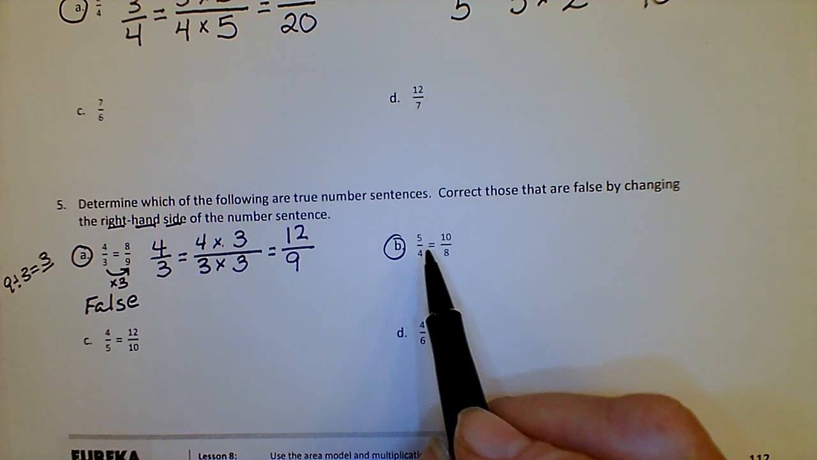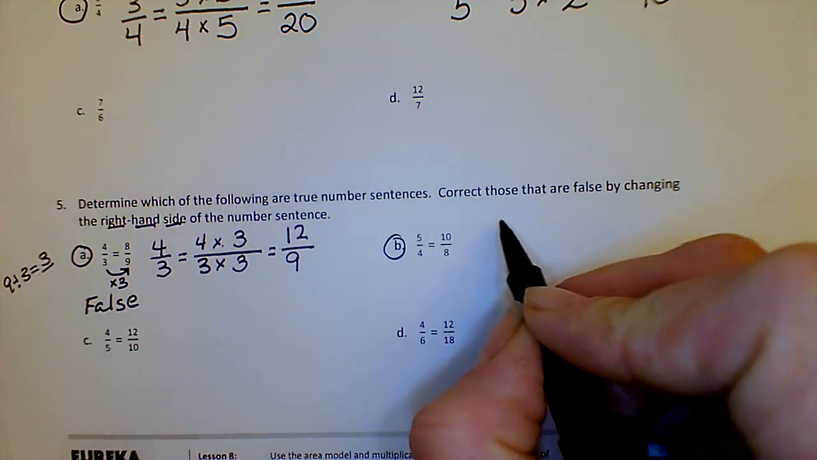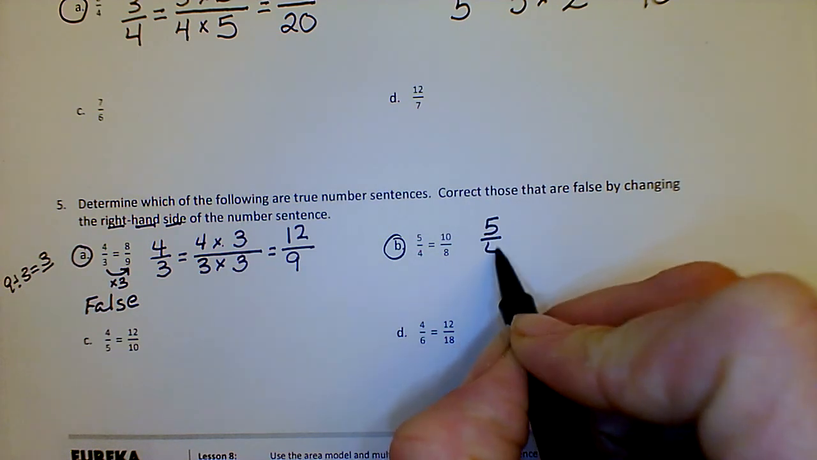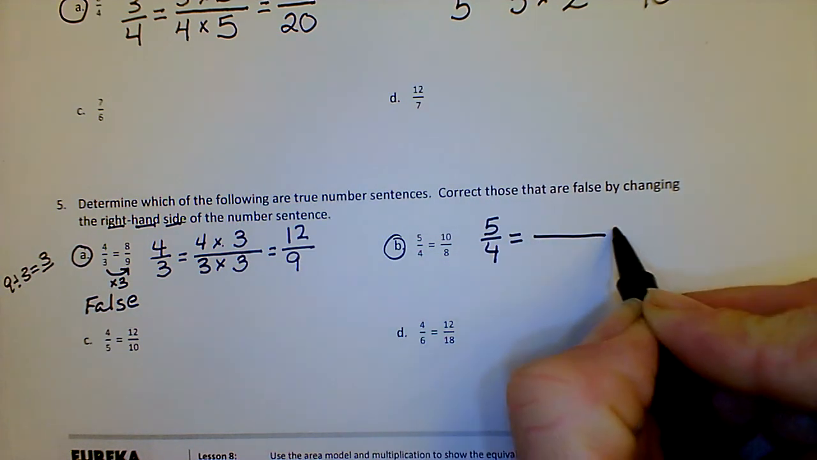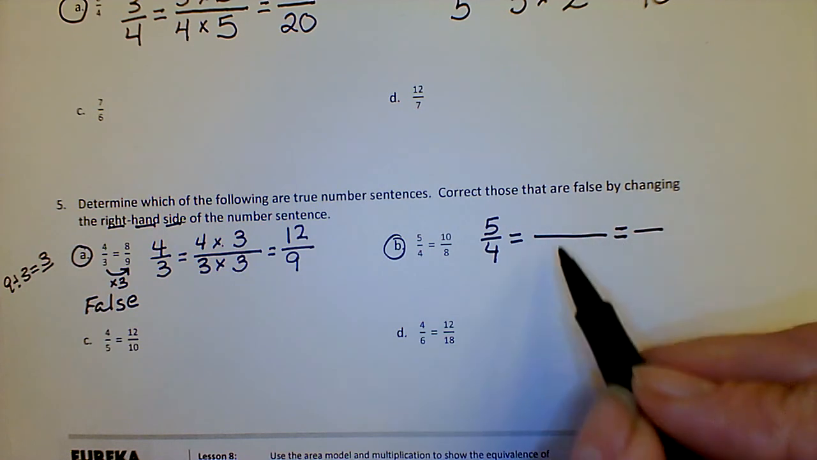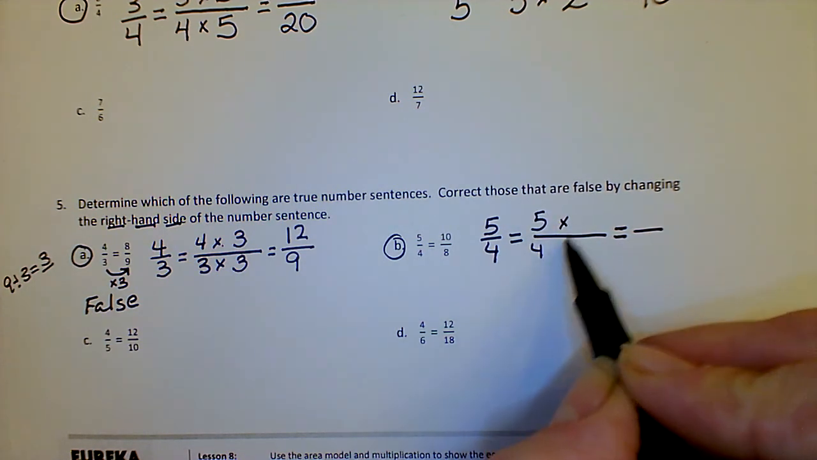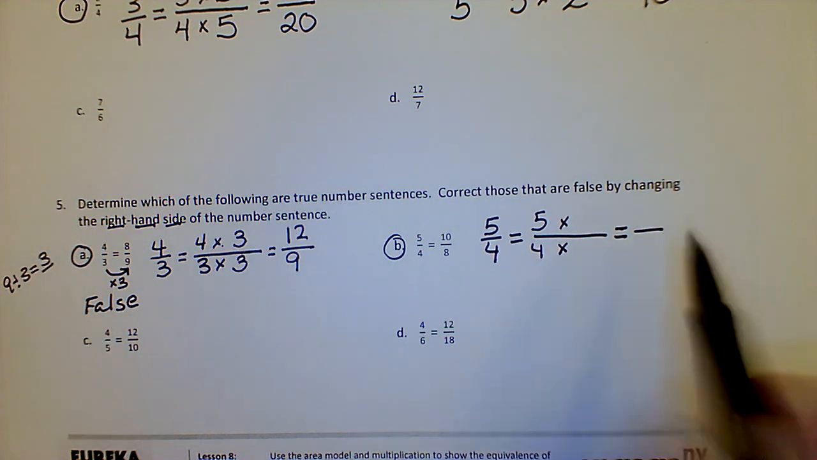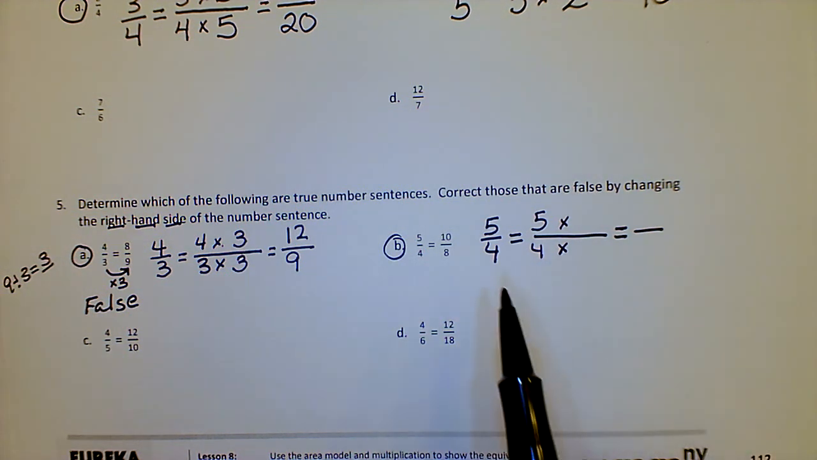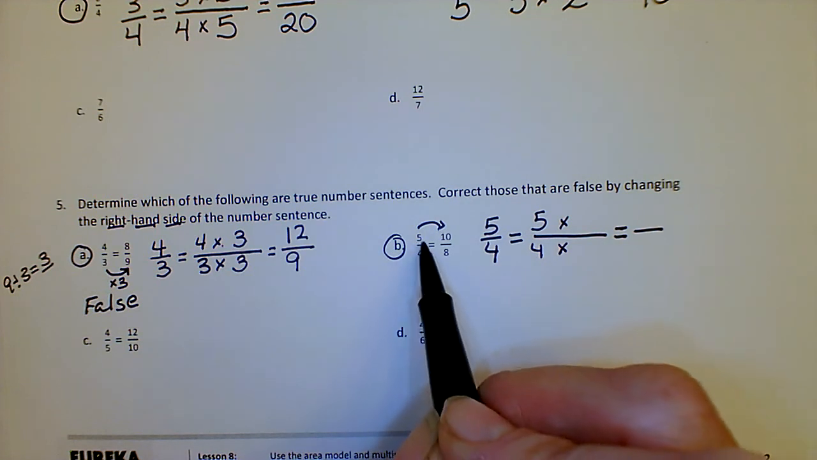I'm going to try B. So here we have to see, is 5/4 equivalent to 10/8? So I'm going to start with 5/4. I'm not going to write that second equation. Remember what I said before, we don't know. So I'm going to set it up here, 5/4 multiplied by some other number, and let's see where it gets us. So this time I'm going to try the numerator.